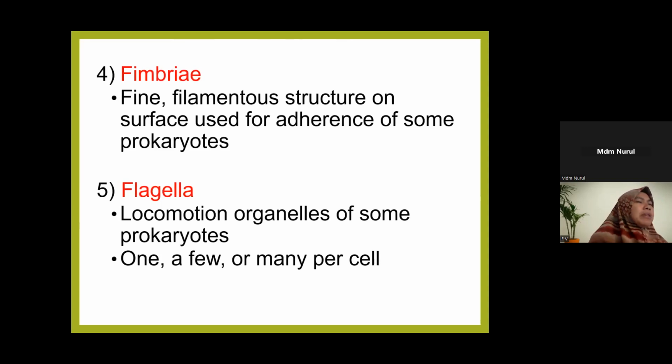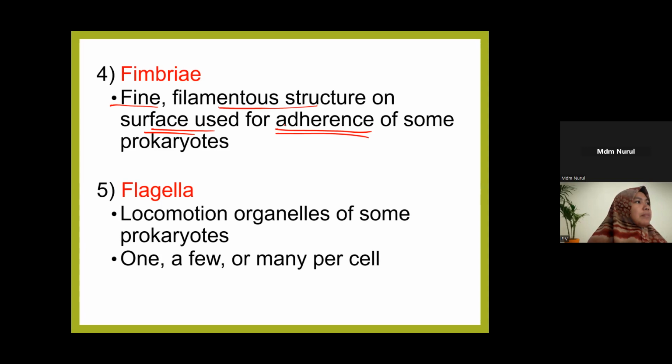Fimbriae. Remember fimbriae? Yang macam rambutan punya bulu tu. Yang pendek-pendek tu, right? Fimbriae. So fimbriae is a fine filamentous structure. Struktur dia halus saja. Fine maksudnya halus, right? And it is located on the surface of the prokaryote, right? And it is for adherence of some prokaryotes.